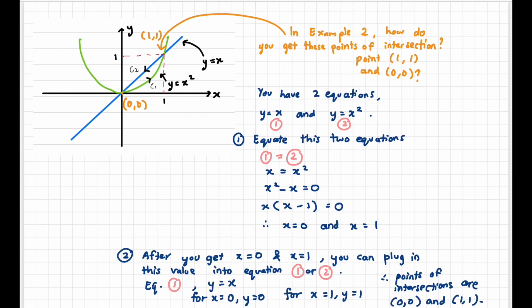Then you can plug this value into equation 1 or equation 2. So now I want to plug into equation 1, y equal to x. So when x equal to 0, you will get y equal to 0. And when x equal to 1, you get y equal to 1. So you get the points of intersection 0, 0 and 1, 1.